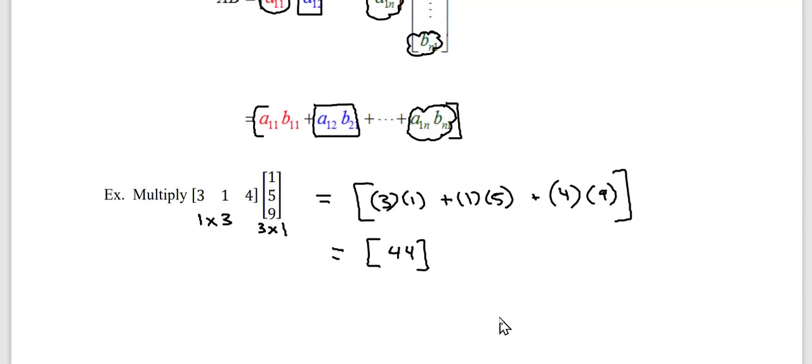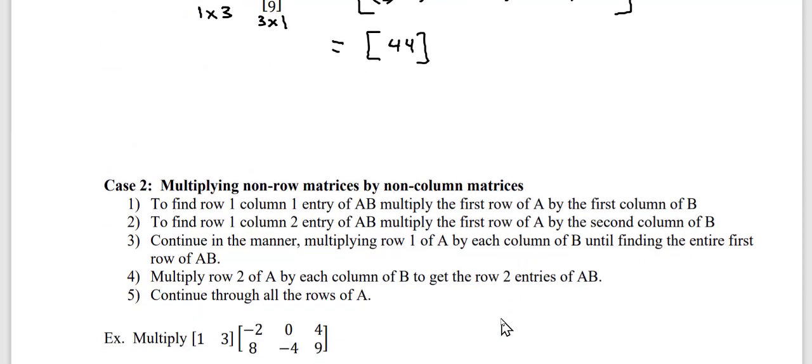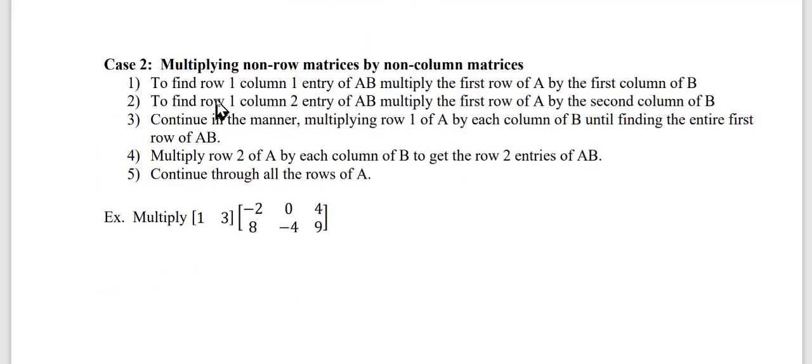That's a 1 by 1 matrix that we get from that. When we want to multiply non-row matrices by non-column matrices, we do that same action where we multiply a row by a column, but the result goes in that position. So to find the row 1, column 1 entry of the product, we multiply the first row of A by the first column of B. For the row 1, column 2 entry of the product, we do the first row by the second column, and so on.